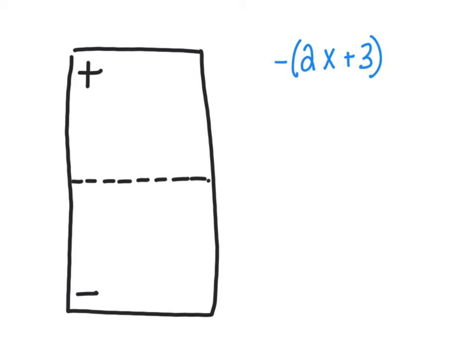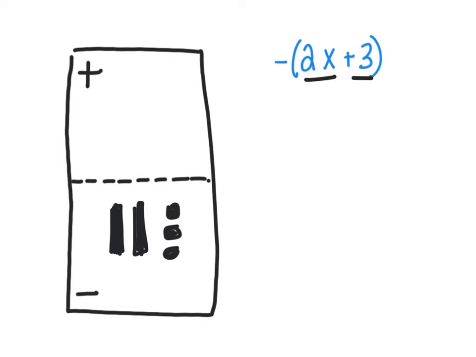Let's take a look at another one. Here we have the opposite of 2x plus 3. When I go to build this, what I like to do is take everything that's inside these parentheses and build it just as it is in the opposite region. So first I'm going to build 2x down here. There they are. And then I'm going to build the plus 3, so 3 positives, but they're all down here in this negative region, or in the opposite region.